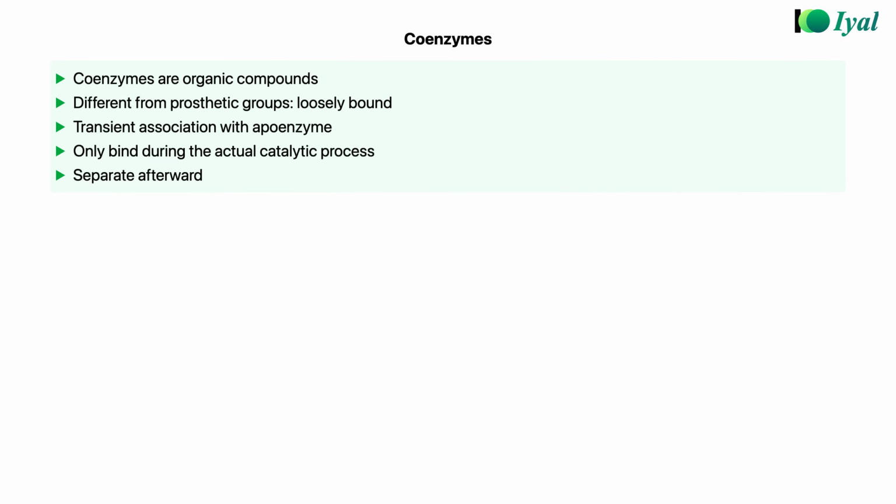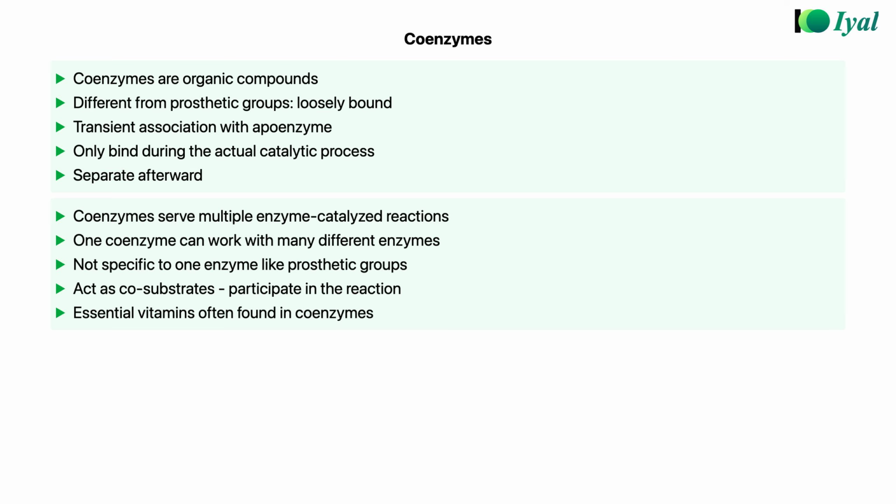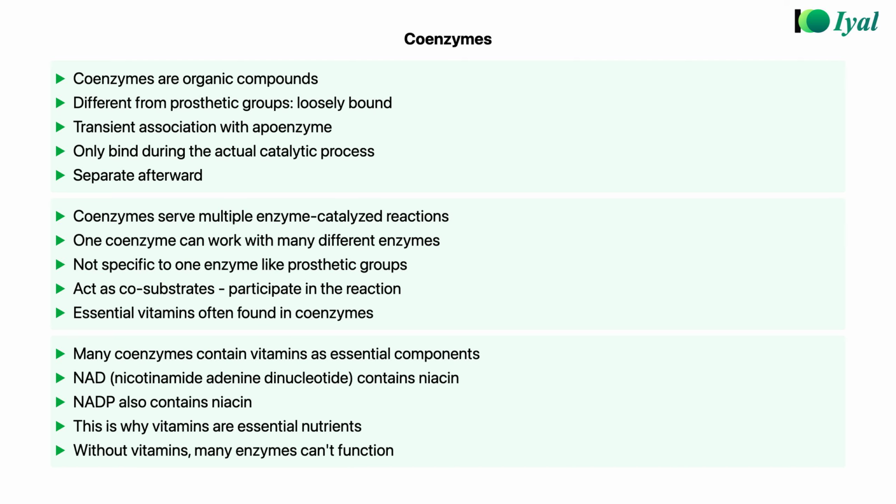Coenzymes are different. They're also organic compounds, but they're not tightly bound. Their association is transient, temporary. They bind to the enzyme during catalysis, help with the reaction, then separate. Here's something interesting. Coenzymes can work with many different enzymes. One coenzyme can participate in reactions catalyzed by several different enzymes. They're versatile. They actually participate in the reaction. They're like co-substrates.